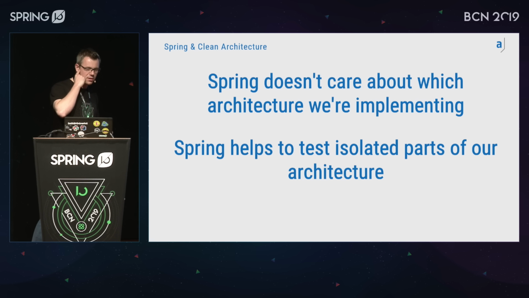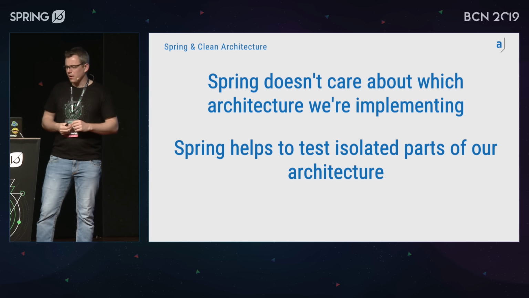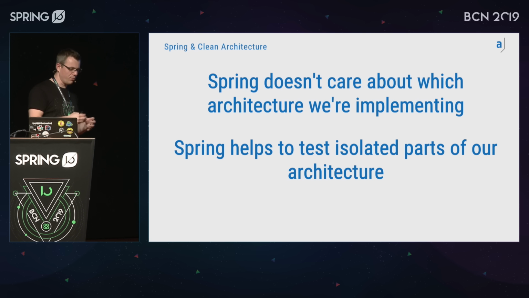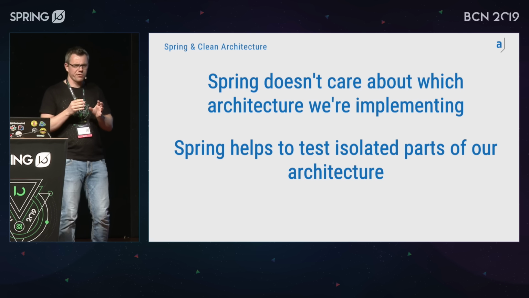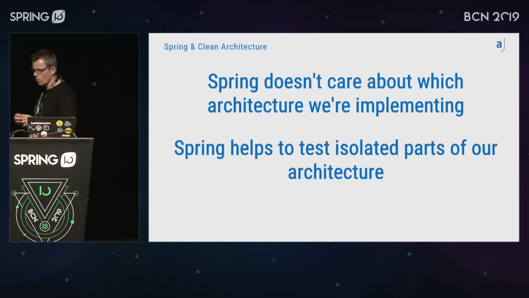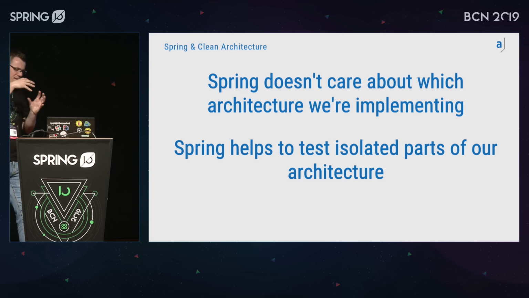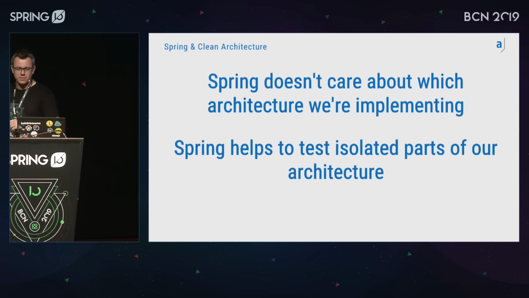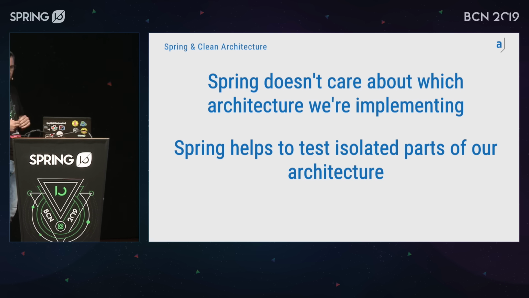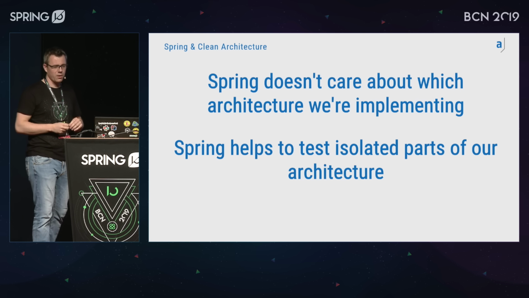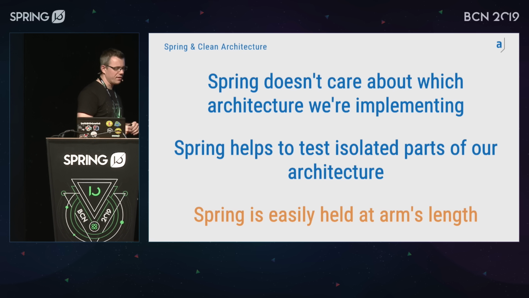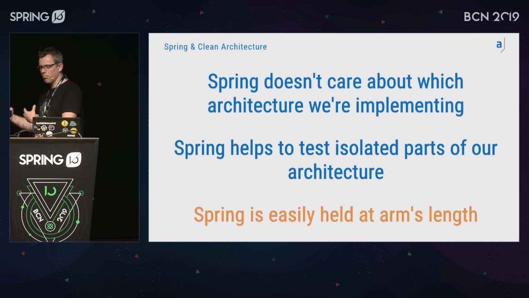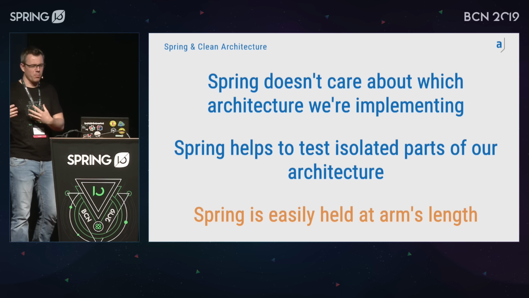Spring also helps to test isolated parts of our architecture. We've seen in the talk before about the component scanning and stuff like that. But we can also do specific Java configuration files that only spin up part of our application so that we can test this part of our application in isolation. Oliver Drootboom has given a talk yesterday about monoliths. This is one option we can also do here. And to sum up, Spring is easily held at arm's length. So we don't really have to buy into using Spring because Spring is in the background.